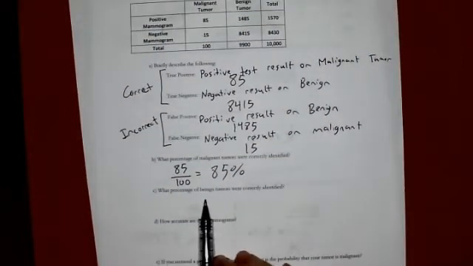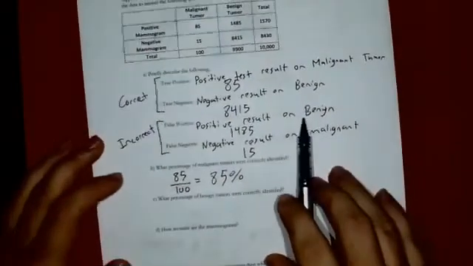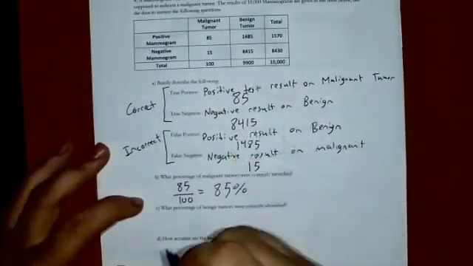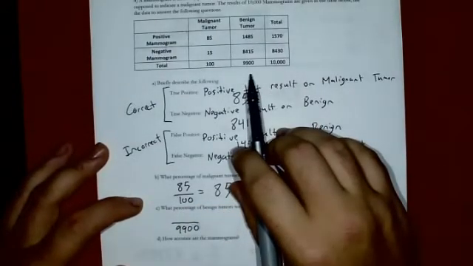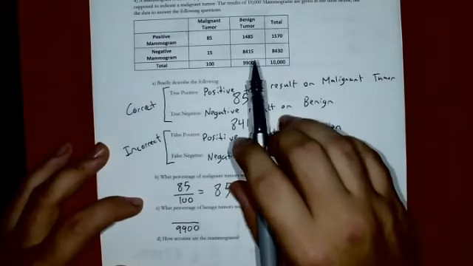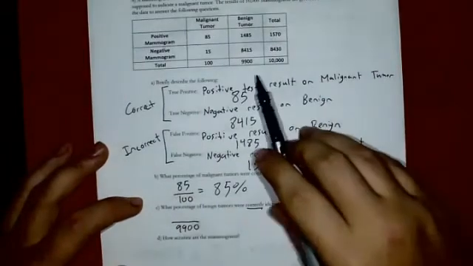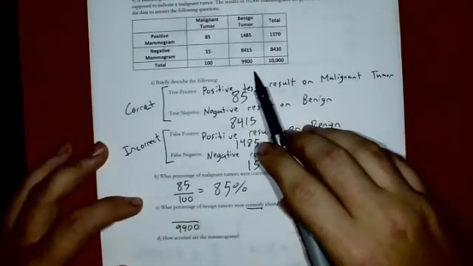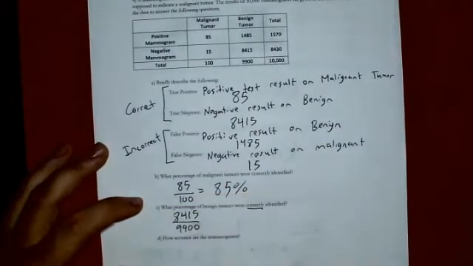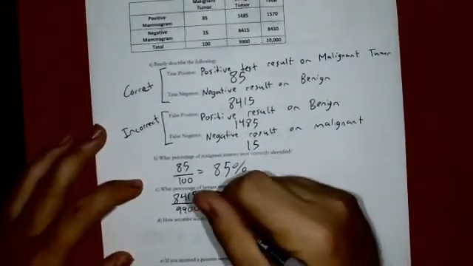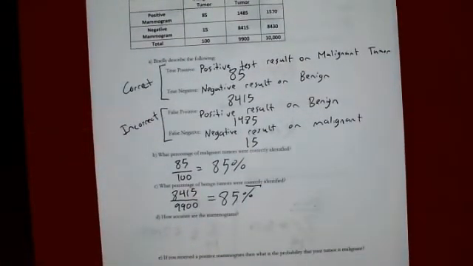What percentage of benign tumors were correctly identified? So how many benign tumors did we have? Well, we have 9,900 benign tumors. And then out of those, how many got the test result they were supposed to get? Correctly identified. Well, if you have a benign tumor, you're supposed to test negative. Well, these 8,415 people tested negative. So you type that into a calculator and you get 85%.